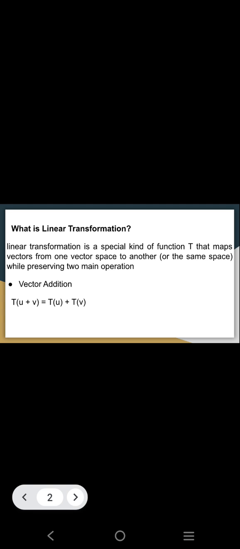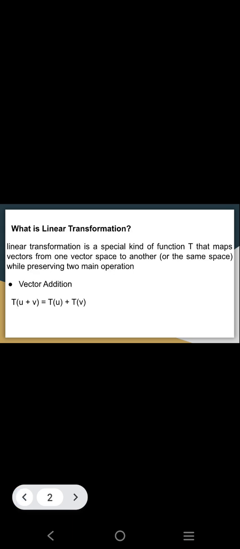Here I am describing linear transformation, related matrices and eigenvalues or eigenvectors. A linear transformation is a special kind of function T that maps vectors from one vector space to another while preserving two main operations: vector addition and scalar multiplication.